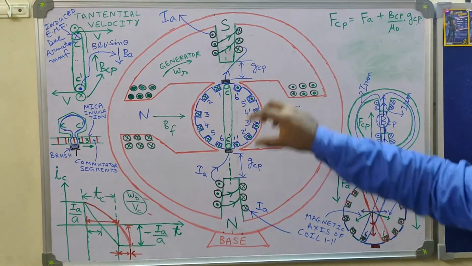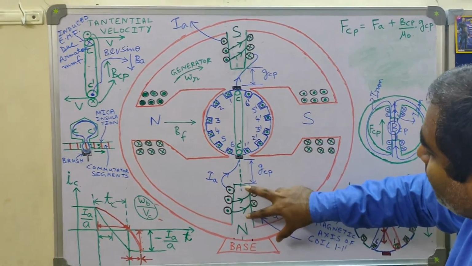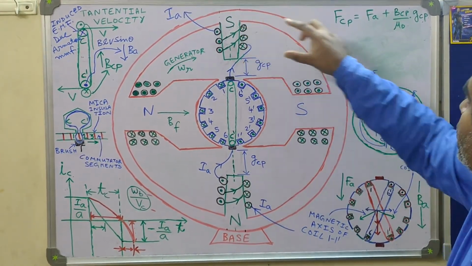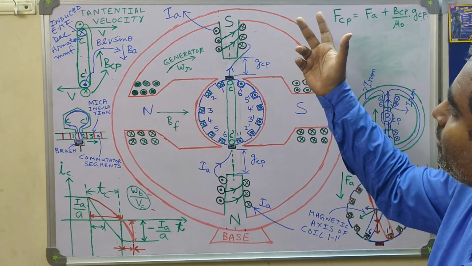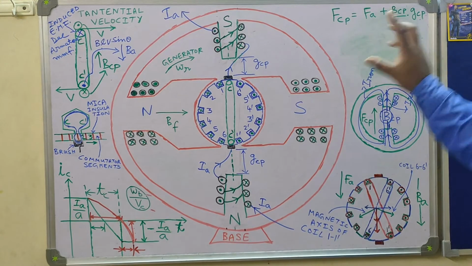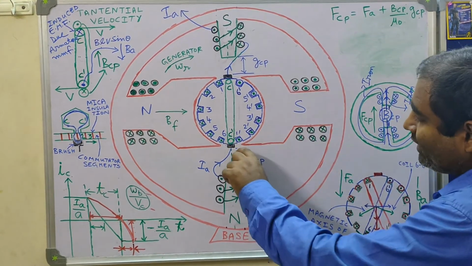But think again, how many interpoles are there? This is interpole 1, this is interpole 2. So if you count the number of interpoles, the MMF will be double. So if you halve the MMF, then the air gap will be GCP. Are you getting my point? Why have I written here GCP only?